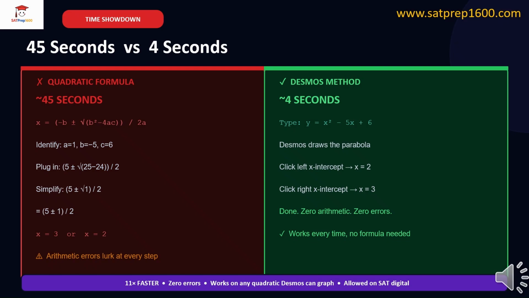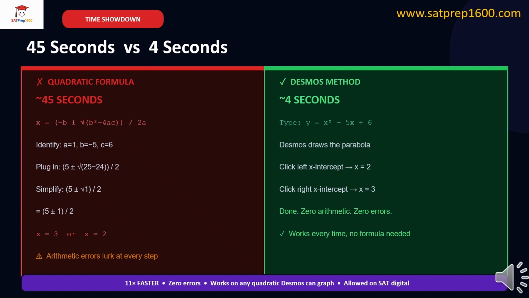Let's put these head to head. Same problem, x squared minus 5x plus 6. The formula way? Identify a, b, and c. Plug into negative b plus or minus the square root of b squared minus 4ac, all over 2a. Simplify. Simplify again. About 45 seconds, and arithmetic errors lurking at every step.